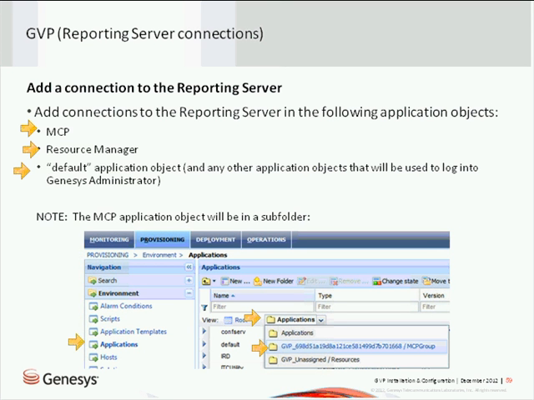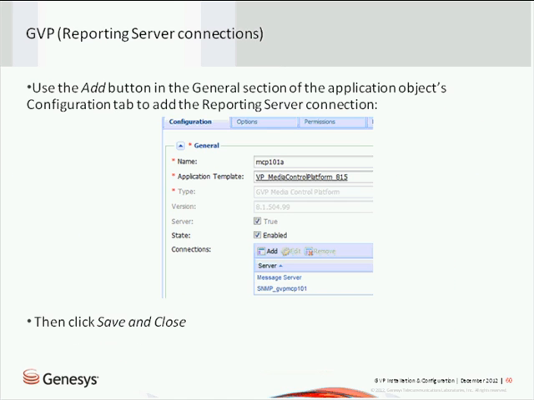So you use the drop-down box, find your MCP, and open the actual application object. In the General tab, you go to the Connections, click Add, and add the reporting server, and save and close when you're done.